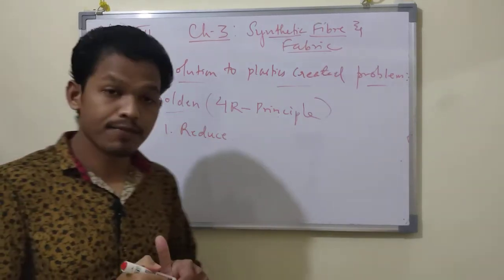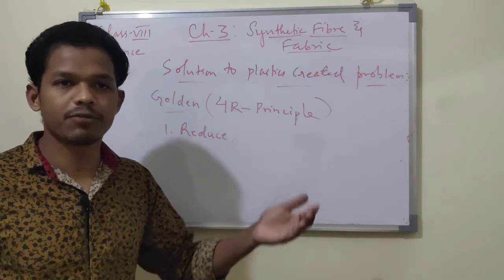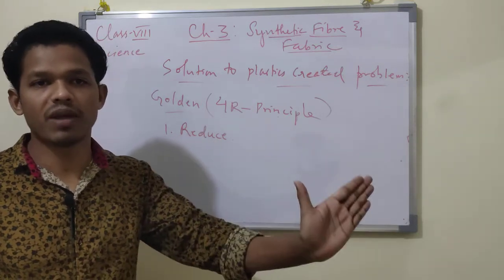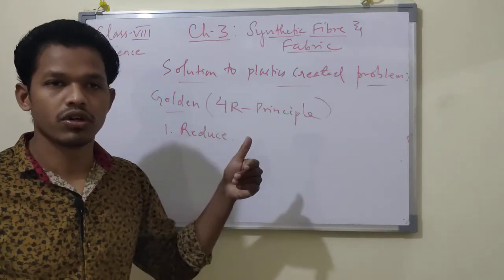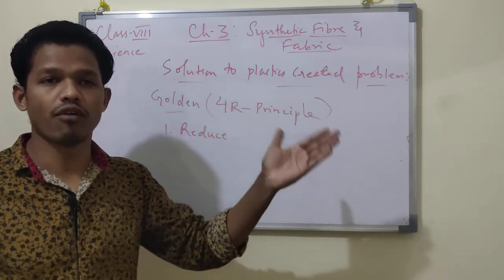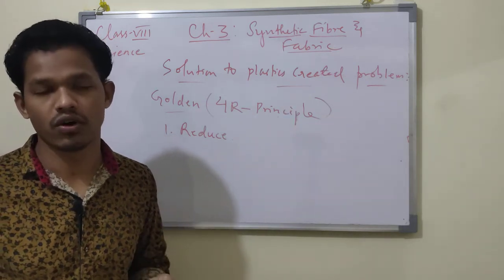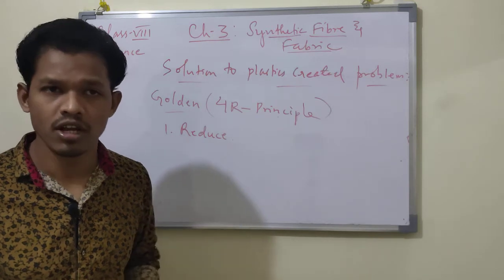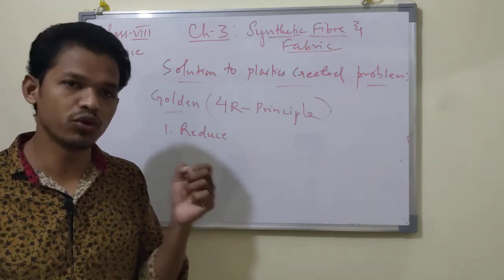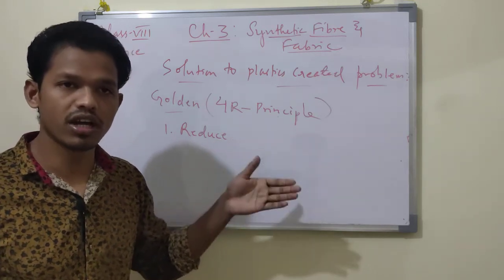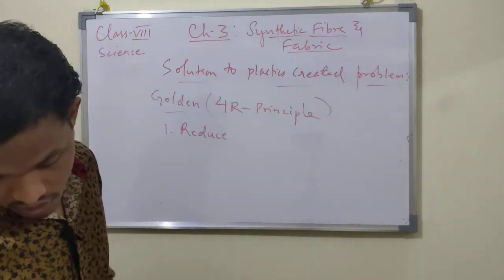In reduce, instead of using plastic polythene bags, you can use jute bags or cotton bags, which can be decomposed naturally and easily. They are also known as biodegradable materials, and they can be used instead. So that is the way we can reduce.